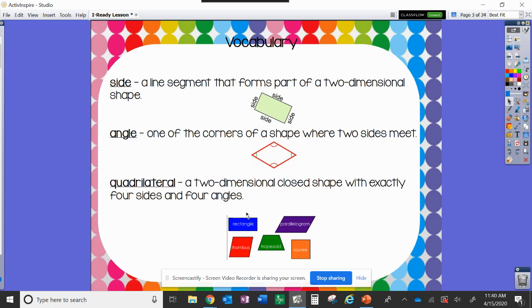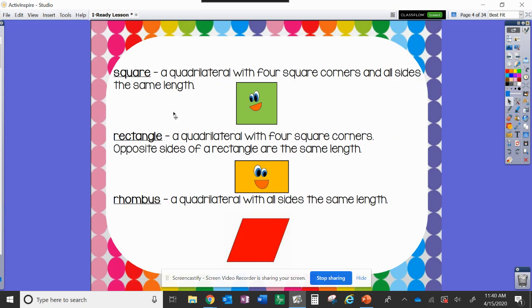A quadrilateral is any shape that has four sides and four angles. The most common ones that we think about, what we consider regular shapes, are your square, which is a quadrilateral with four right angles or square corners, and all the sides are the same length.